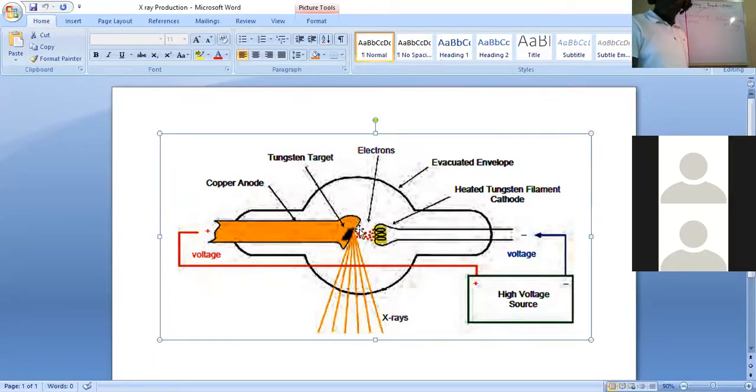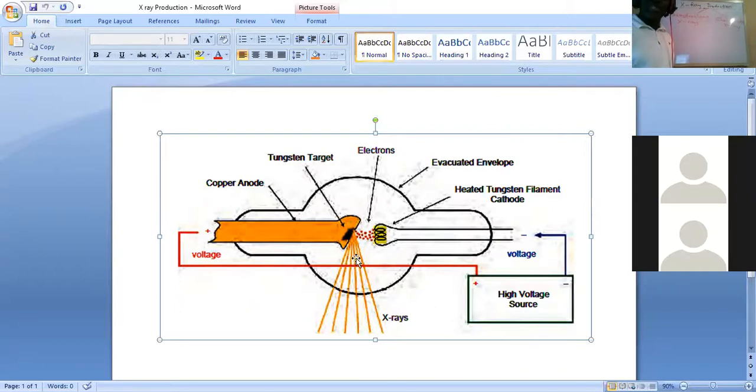So when the electrons impinge on this material, they are decelerated. The loss in kinetic energy of the electrons will now result in the production of X-rays, of course, by the principle of mass-energy. Mass is converted to energy. So energy is conserved, and in the process of conservation of energy, X-rays are produced.